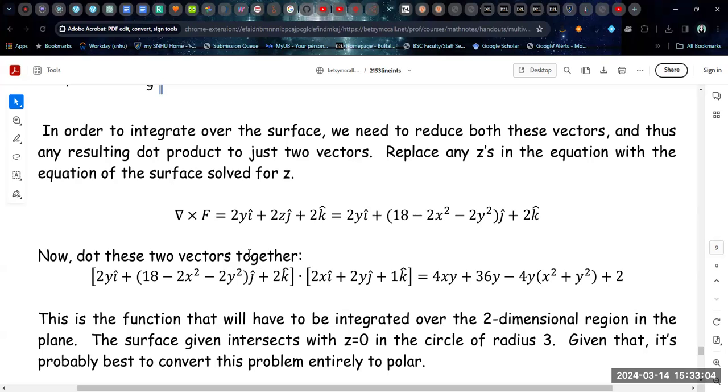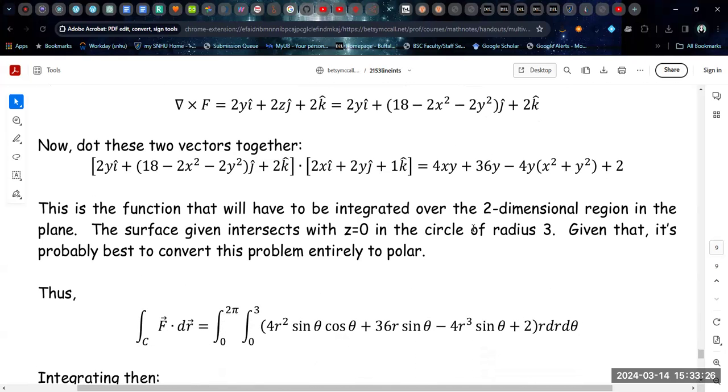And then we dot these together, component by component. We get 4xy, and then this one times this, and then this one times that, and we end up with this expression in some form or another.